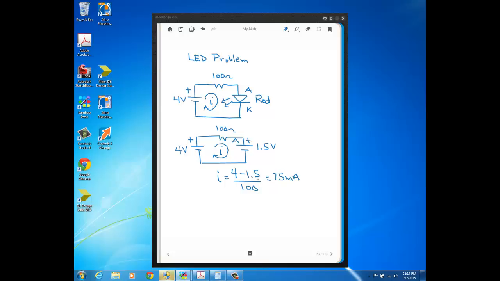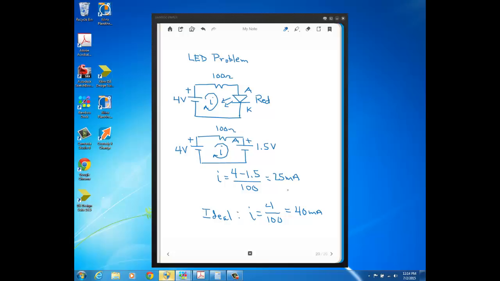If you did the ideal analysis, the ideal forward bias current would just be 4 divided by 100, right? Because if it's ideal, we represent the forward bias diode with a short, and there's 0 volts dropped across a short, so the ideal current would actually be 40 milliamps.